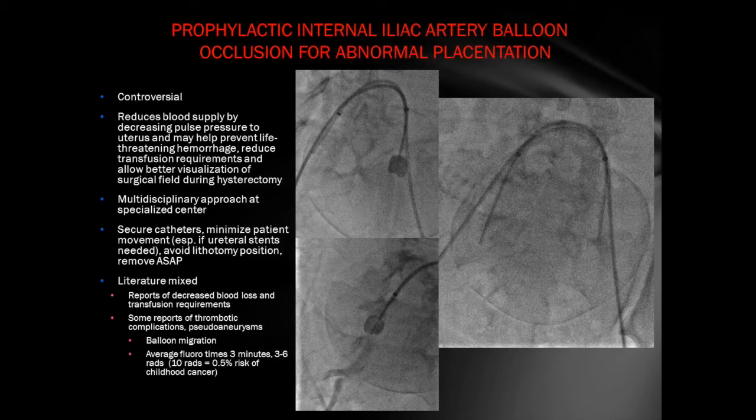So one of the options is prophylactic internal iliac artery balloon occlusion for these disorders. This is a controversial topic and has been since the beginning of time. The idea is to reduce blood supply to the uterus and to the pelvis by decreasing the pulse pressure to the uterus. You're not going to completely devascularize and completely occlude all blood flow by putting these catheters up, but you're trying to decrease the pressure, allow better visualization of the surgical field, and minimize your blood loss.